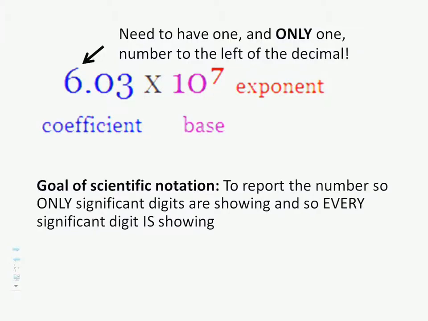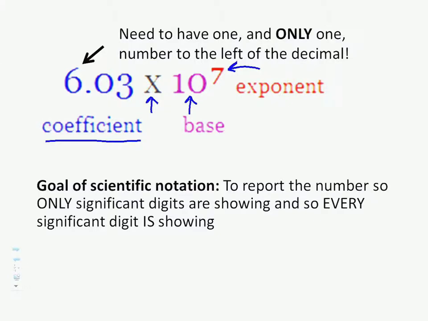Within that scientific notation, you always have a coefficient, which is the number that goes before the multiplication sign. Then you have a base, which we always use base 10. And then you have an exponent. These are the main parts of scientific notation.